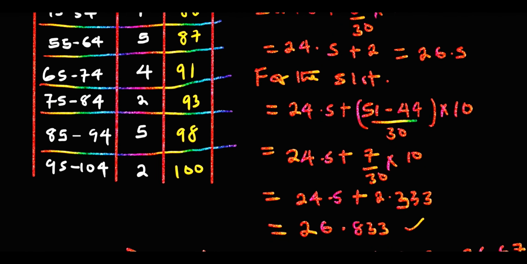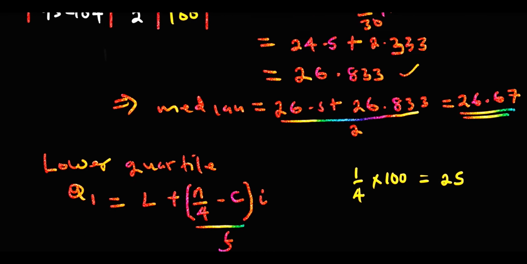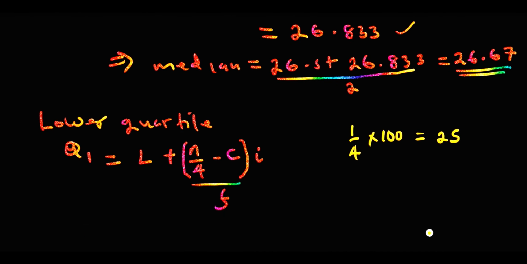The class is 15-24. So it means the Q1 class is the 15 to 24. It is the one that we're going to use in this case. So let us now start looking at the different parts, one after the other.